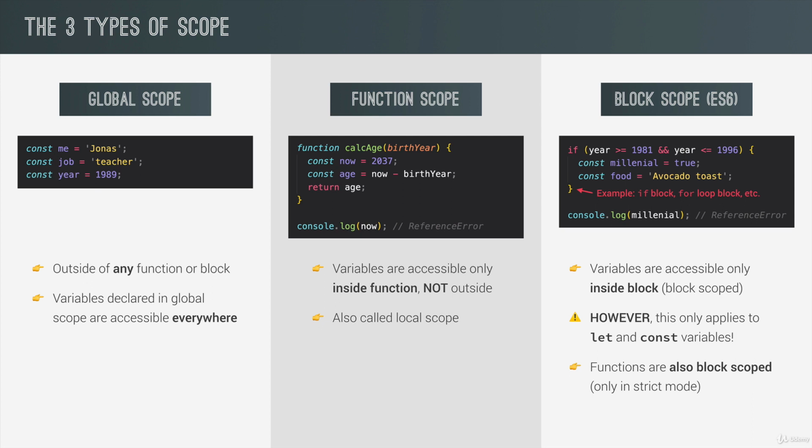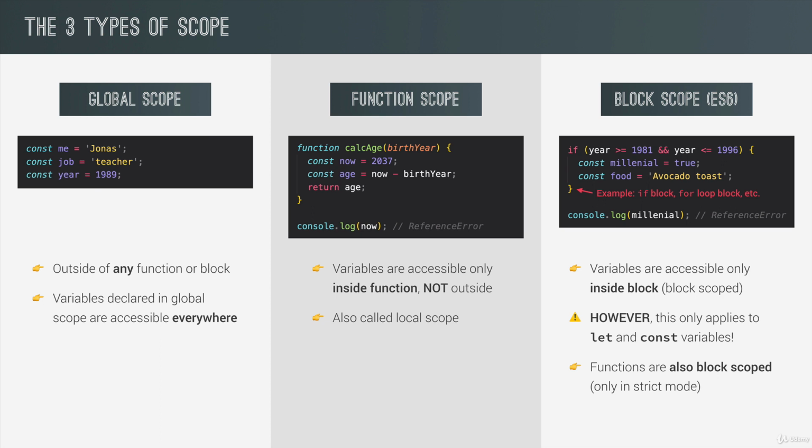So if I declared a variable using var in this block, then that variable would actually still be accessible outside of the block and would be scoped to the current function or to the global scope. And so we say that var is function scoped. So in ES5 and before, we only had global scope and function scope. And that's why ES5 variables declared with var only care about functions, but not about blocks. They simply ignore them.